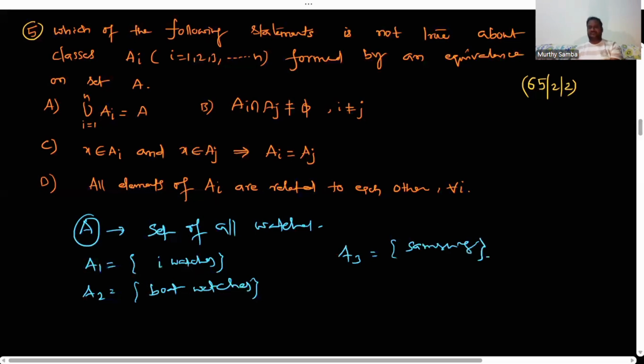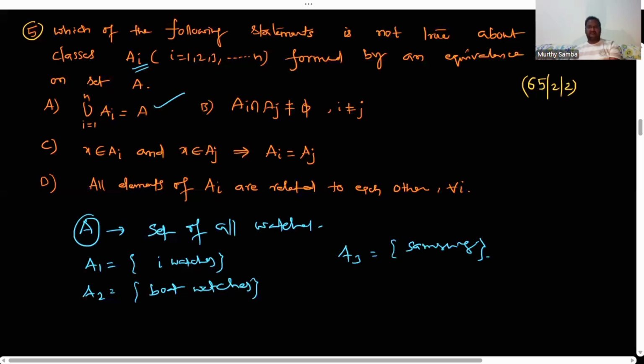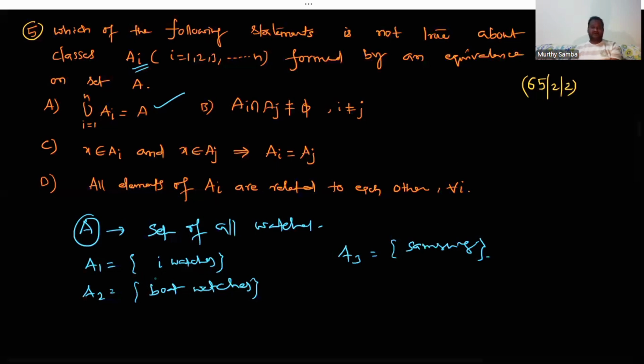These three are three sets, A1, A2, A3. I'm just taking three sets because here it is Ai, right? Ai is nothing but i can be 1, 2, 3, 4, and so on. Any number of sets I'm taking. Now I'm going to identify this. As R is an equivalence relation, A1 is equal to iWatches, which means Apple watches, A2 is boAt watches, as well as A3 is Samsung watches.